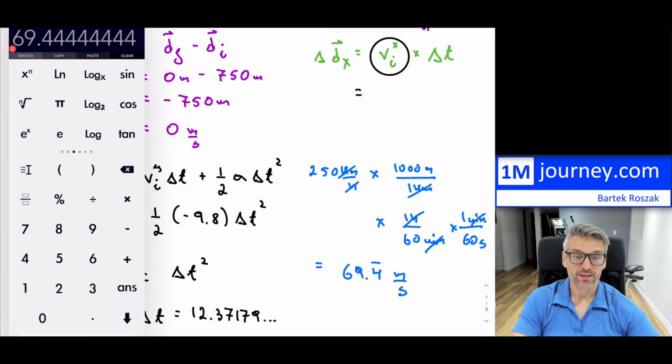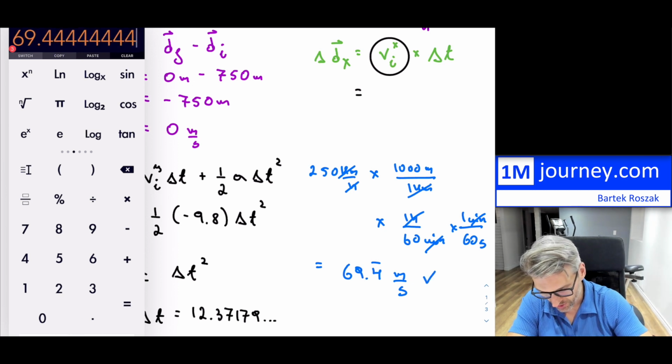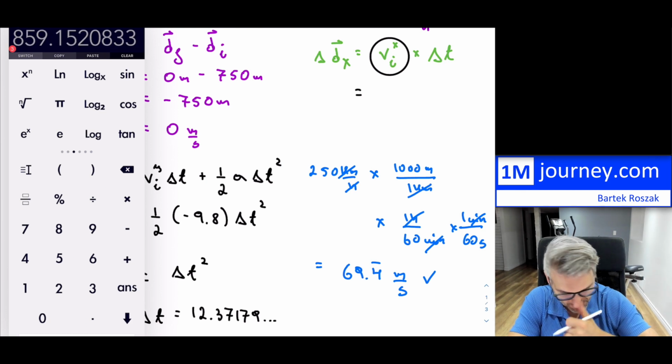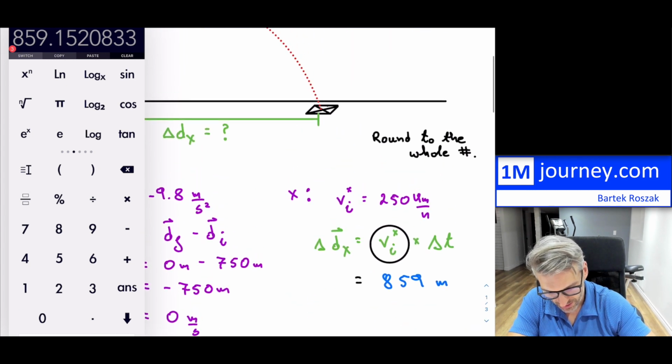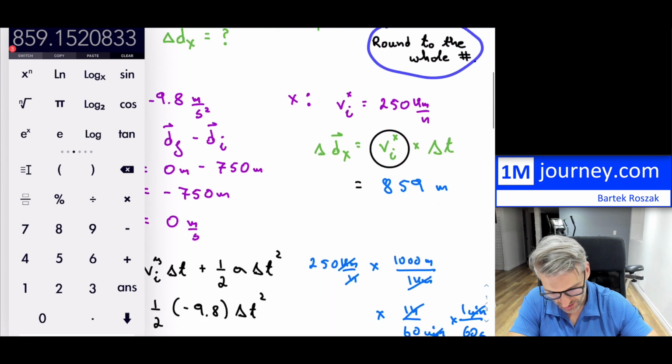So there we have it. All right, so here it is. And now since we have this, I already have it on the calculator, I can multiply it by 12.37179, however many decimal places you kept there. So this is going to be about 859 meters. It said round to the whole number, so I'll just leave it at that.